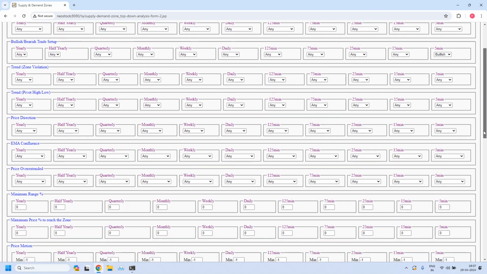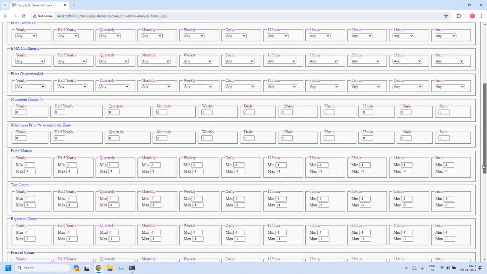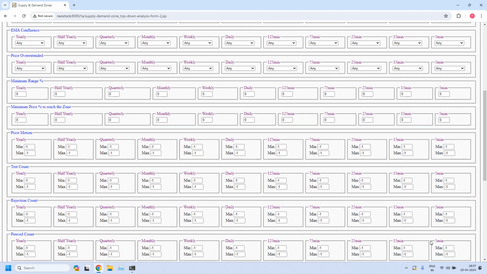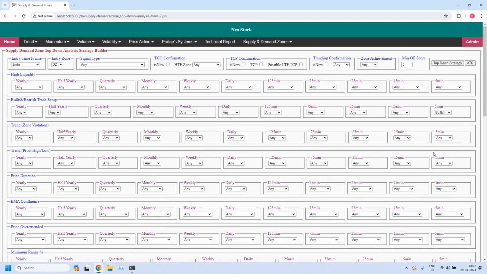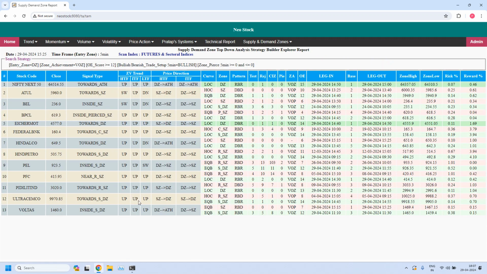The first filter, zone should not be pierced. So we have a pierced count. In 5 minutes time frame, I am selecting minimum value as 0 and the maximum value as 0. That means zone is not pierced. And in zone achievement, selecting violated opposing zone VOZ. And minimum odd enhancer score, selecting the value 12. So with these filters, let me generate the report. Now 13 stocks are filtered. All these 13 stocks are supporting a bullish trade setup for hourly income trade.